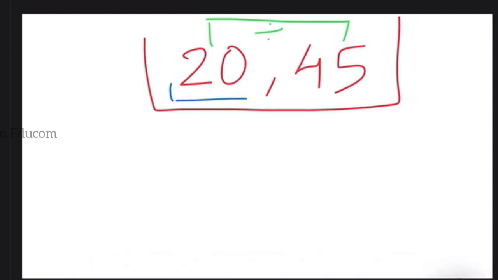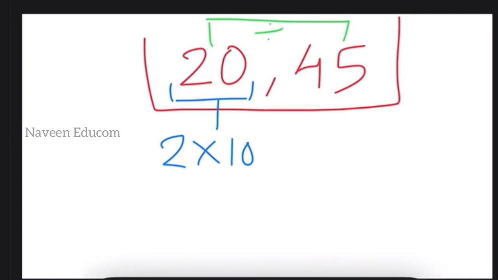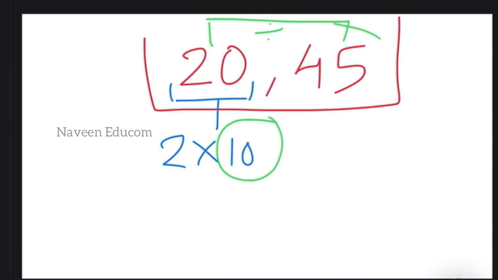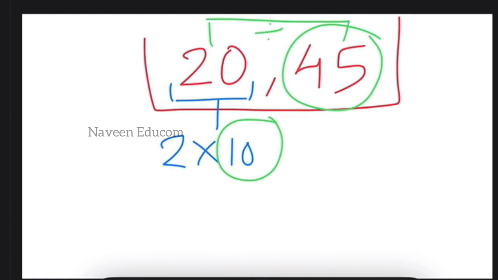It is 20 and writing it as 2 into 10. So 2 into 10 we have written. So find out the order 2 and 10, and now we have to search whether 10 and 45 are factors or not. So it is clearly identifiable that the numbers are not factors. So let's get into the other factors for 20.